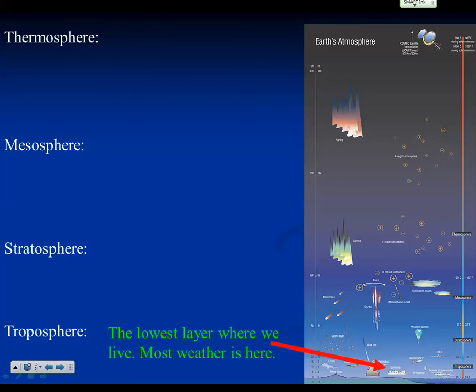Okay, so we already talked about the troposphere where weather occurs. This is our lowest layer where we live. And you can see in the picture over there, there's all the clouds way in the bottom of this picture. So all the clouds occur in the troposphere.